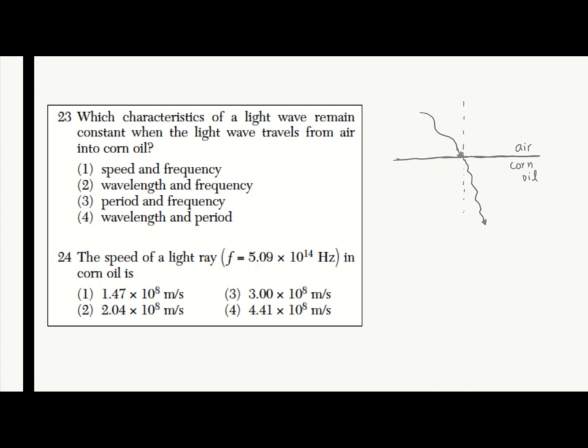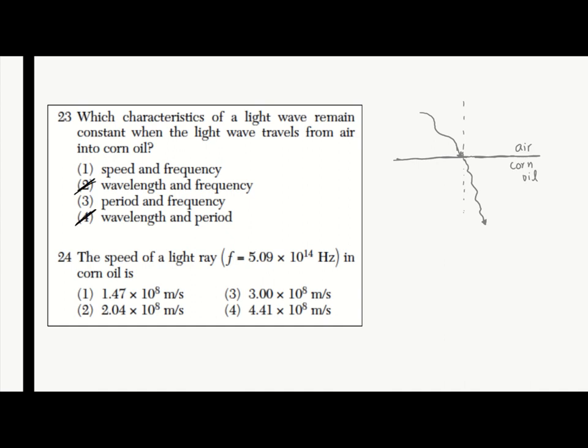Okay, so now we're talking about refraction. This is with light. So when light travels from air to corn oil, there's a change of medium. And when you change medium, you also change the direction of light. As you can see, there's an angle bend in our light rays going from air to corn oil. But if you also notice, the wavelength changes. So it goes from a longer wavelength to a shorter wavelength. So we can cross off choice 2 and choice 4 because wavelength definitely changes.